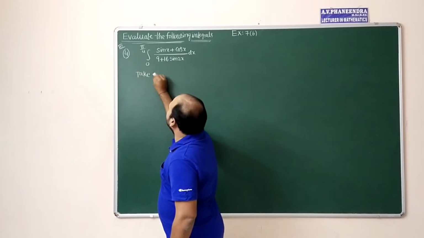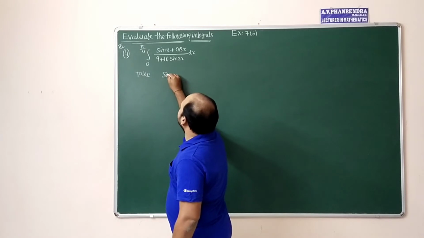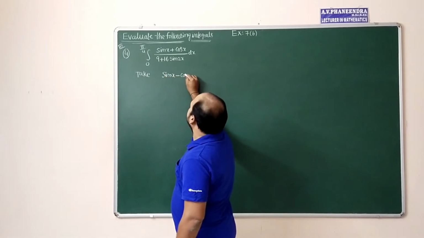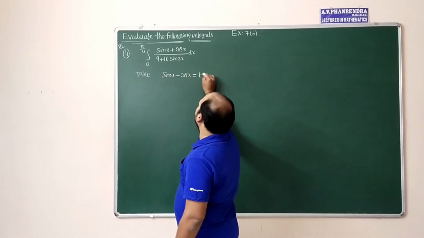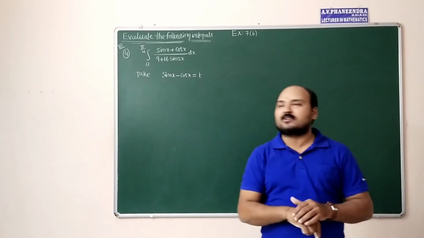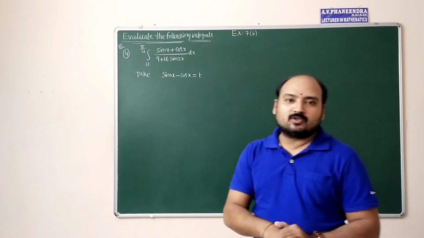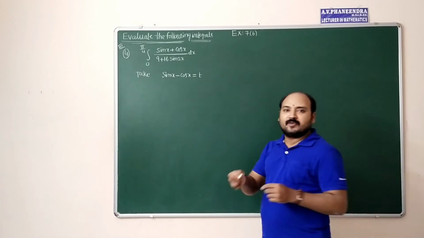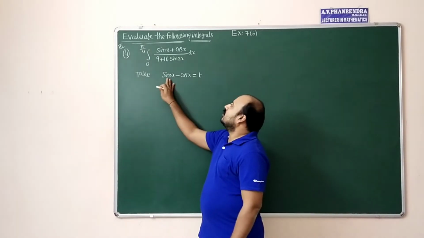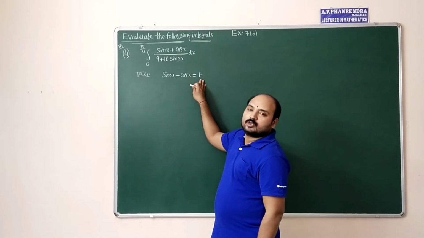Take sin x minus cos x is equal to t. So, where is the value of sin x minus cos x equal to t? Sin 2x we can express in that way. I will explain that also. Take sin x minus cos x equal to t.